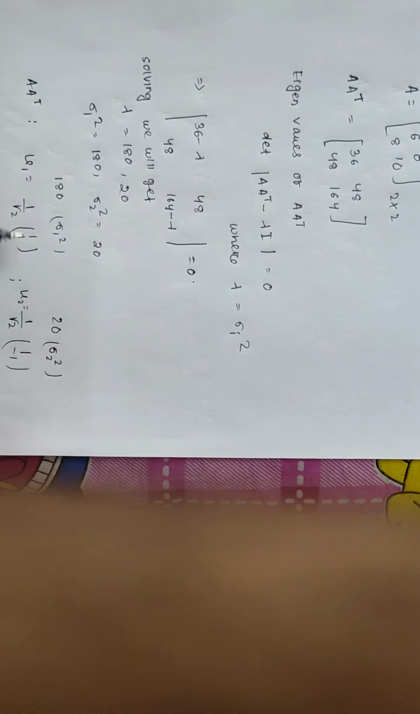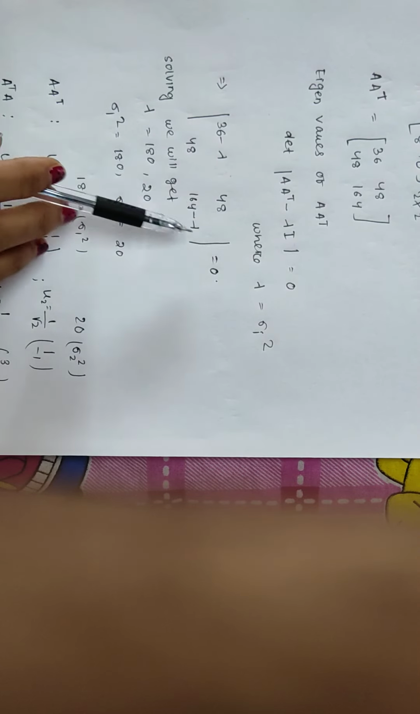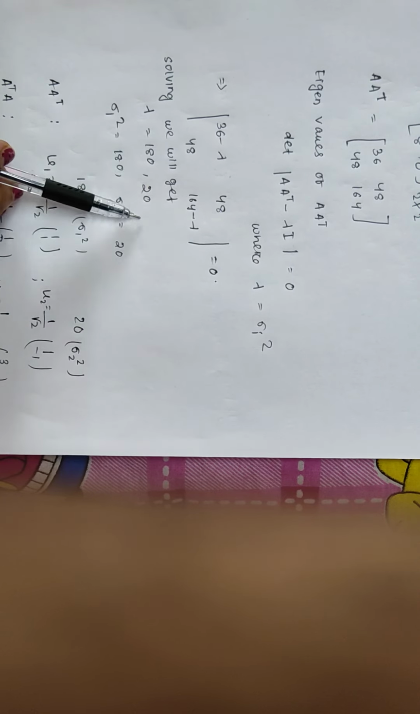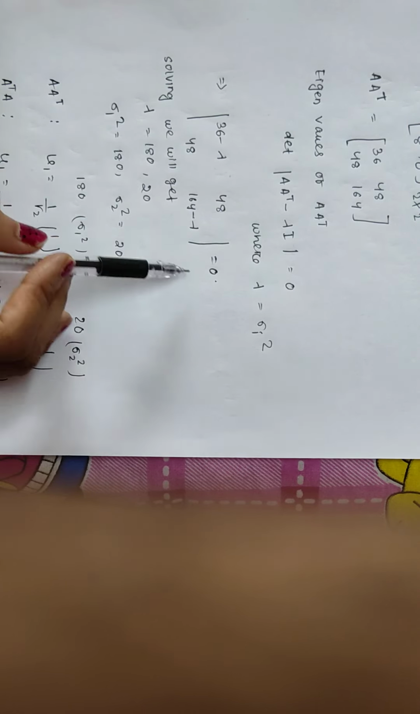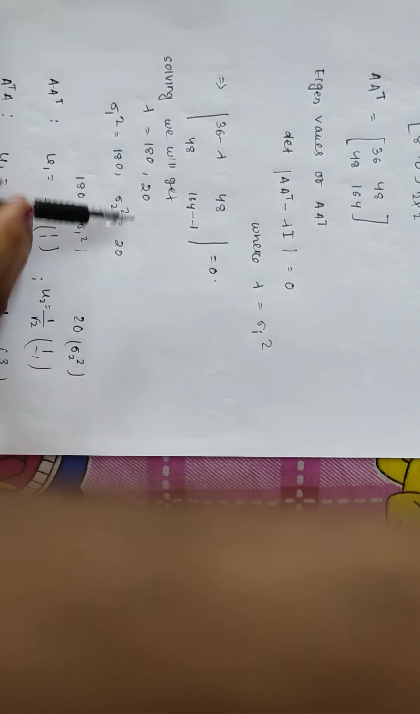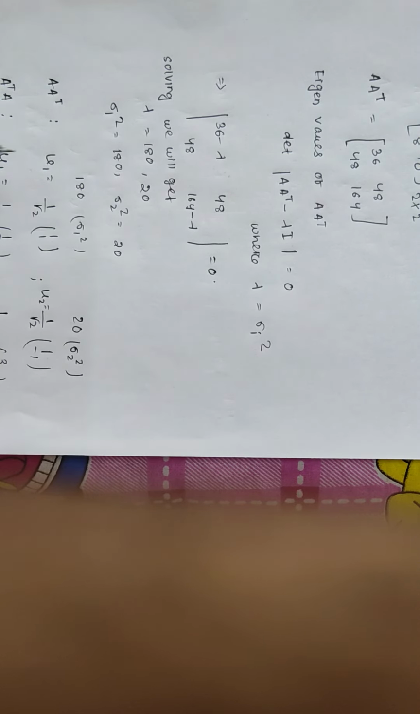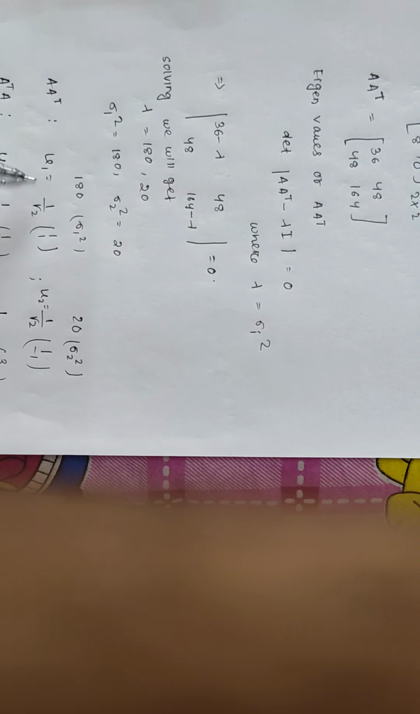By solving this determinant, we will get lambda equal to 180 and 20, which are the eigenvalues of A transpose A, and which are equal to sigma 1 square and sigma 2 square. Now we have sigma 1 square and sigma 2 square as the eigenvalues, and from this we can calculate the eigenvectors, which are V1 and V2.